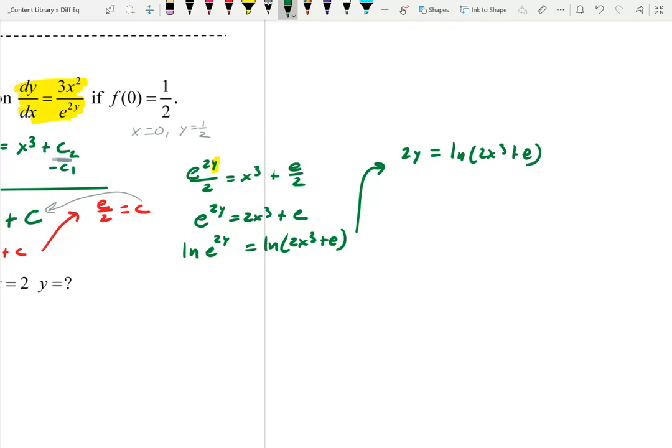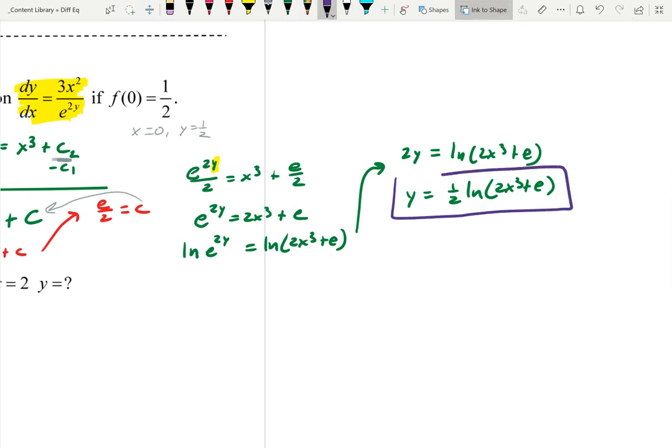And then the last step is to divide both sides by 2. So y is half of the natural log of 2x cubed plus e. That is the particular solution to this differential equation. There we go. All right, so what did we do there?